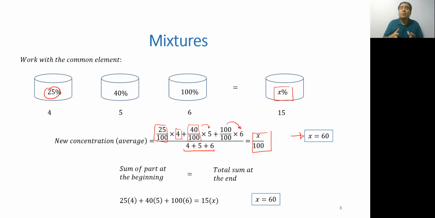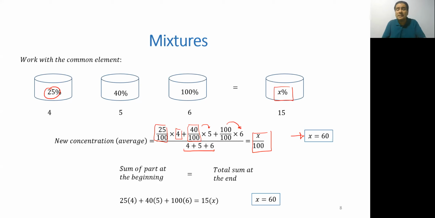Another way to approach this problem is to understand that the common element dissolved in all the participating solutions, the amount of that common element must be fixed, no matter if you measure or count the amount of that element before the mixture or after the mixture. So the sum of the parts of this common element at the beginning, before the mixture, should equal the total sum of this common element at the end.